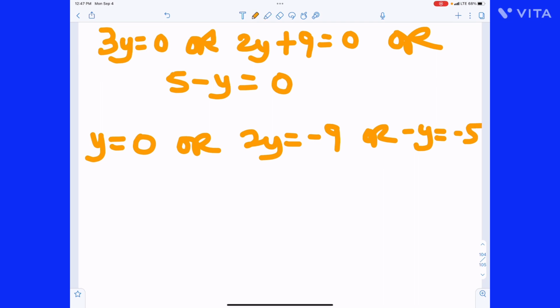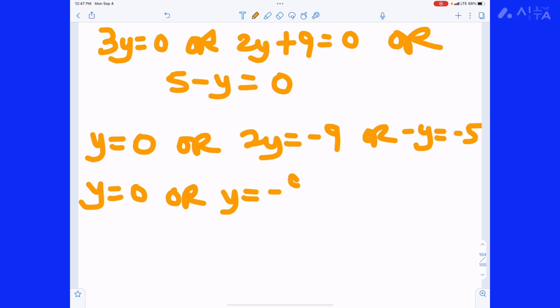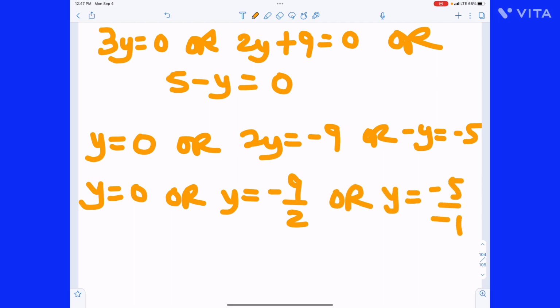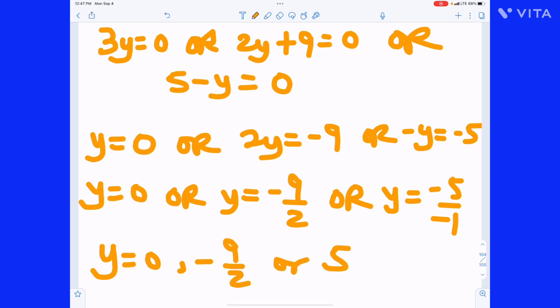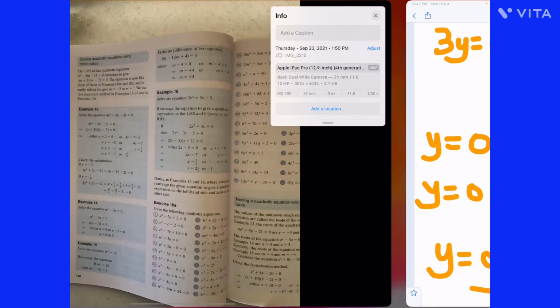So minus 5. So y is 0, or y is what? Minus 9 over 2. I'm dividing both sides by 2. Or y is minus 5 over minus 1. This one is the same thing as minus 1y, so if I divide both sides by minus 1, there will be nothing behind this y again. So y is 0, minus 9 over 2, or 5. Exactly.